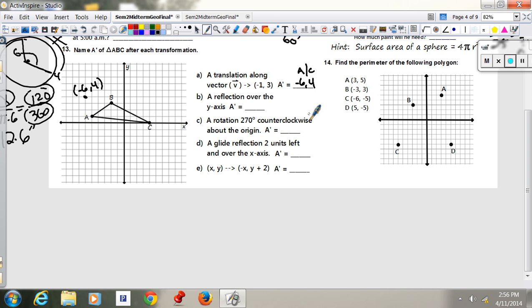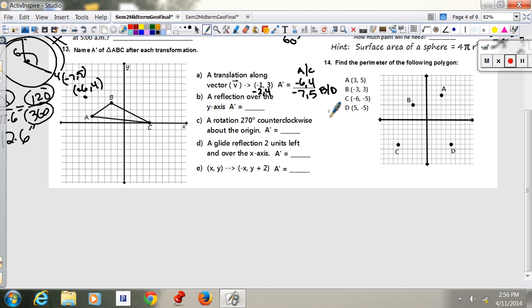A B or a D test, they wanted you to do -2, 4. So you went over 2 and up 4. It's going to put you up here at -7, 5. So that would be at -7, 5. That would be a B or a D test.